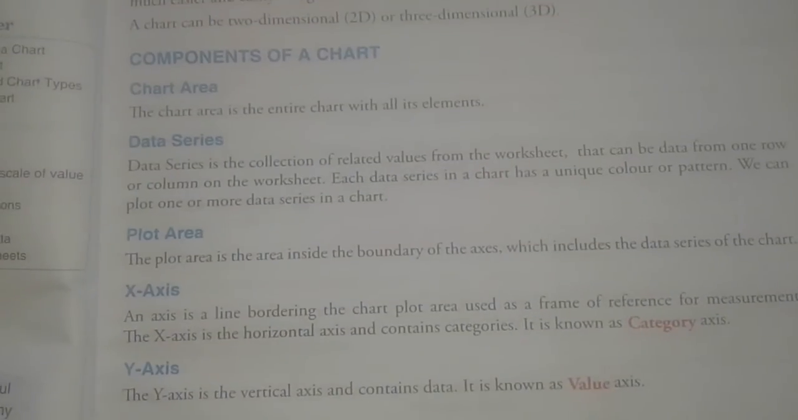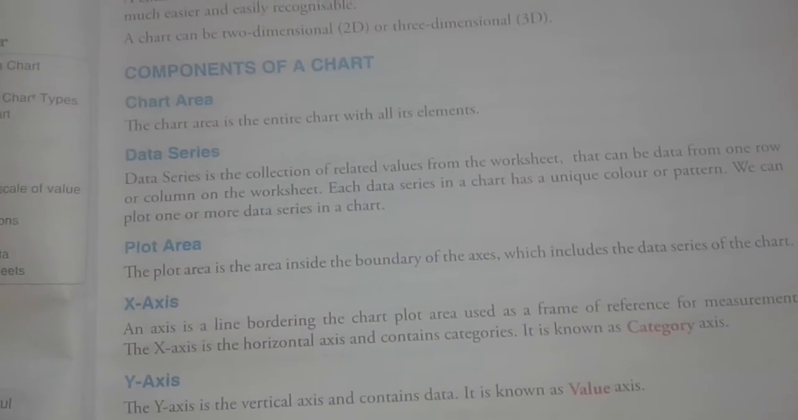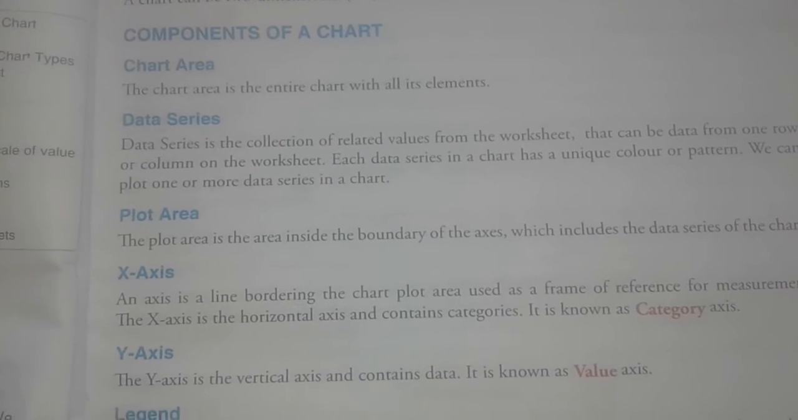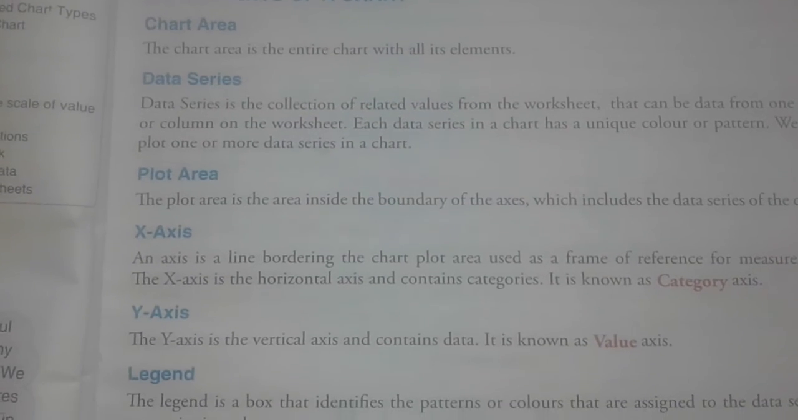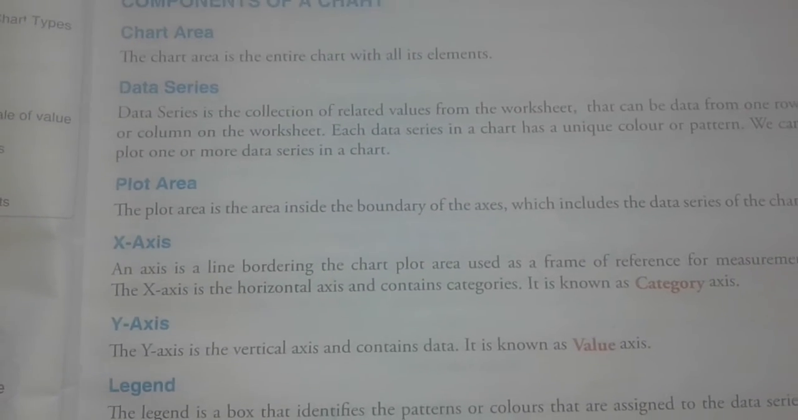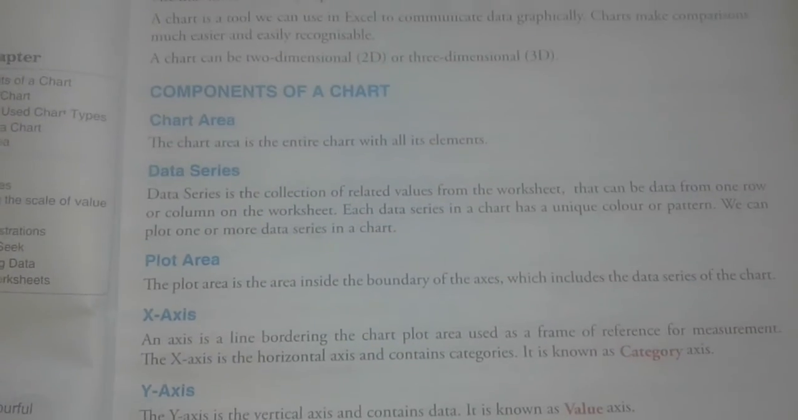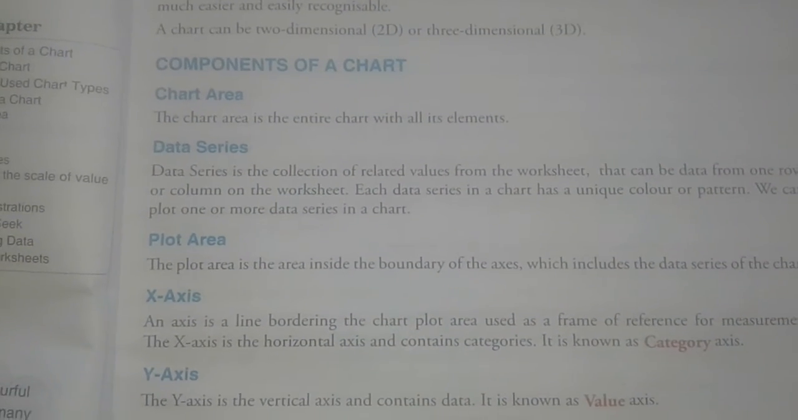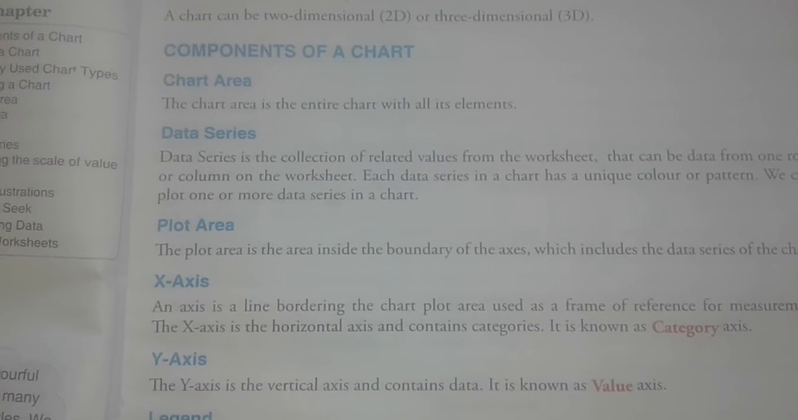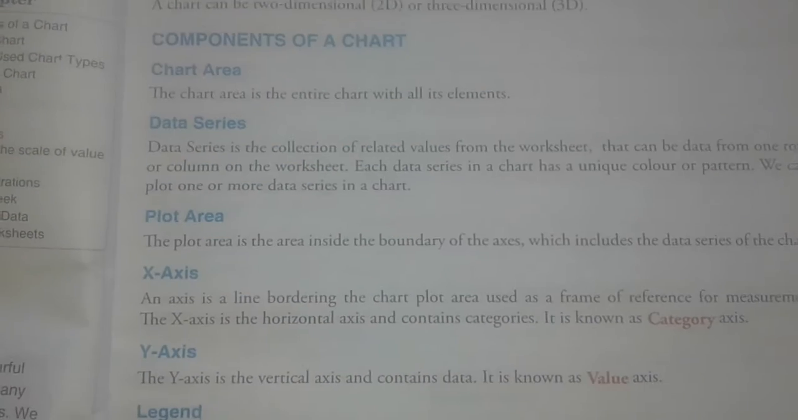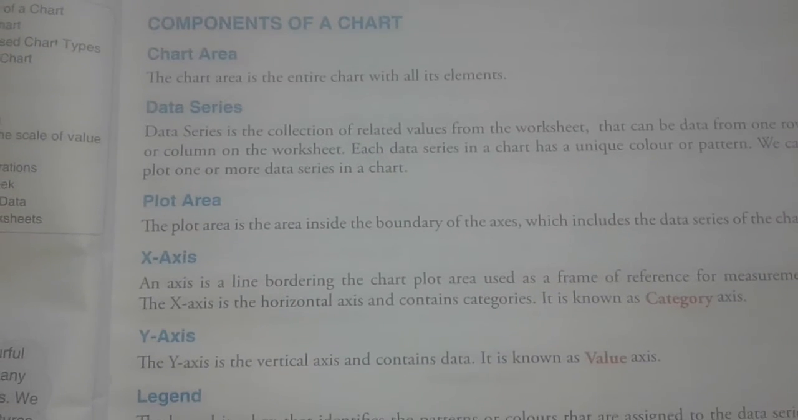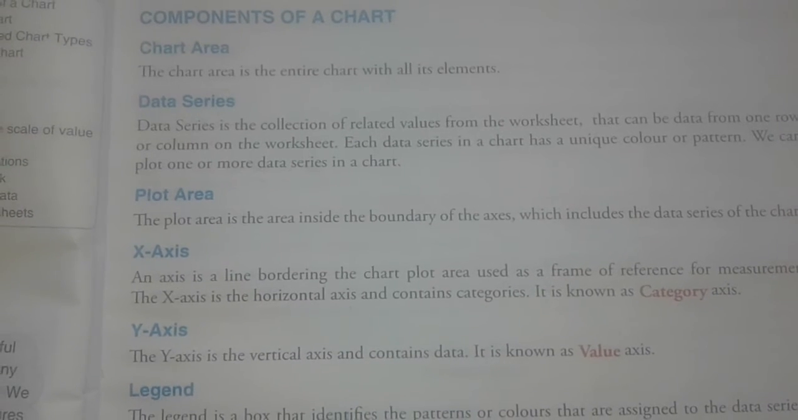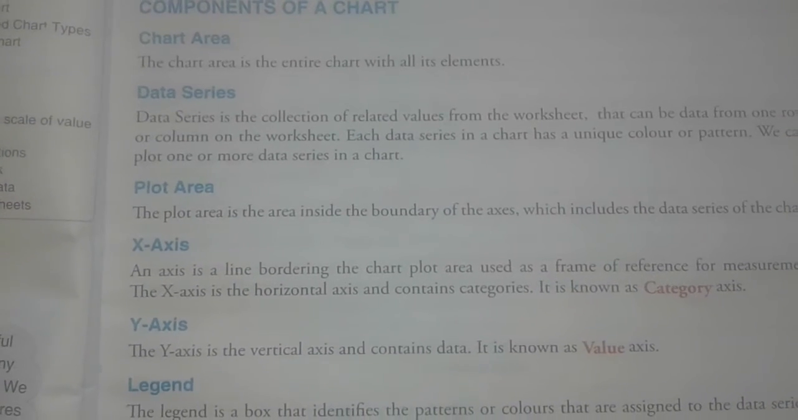These are the components of the chart, which I am going to explain one by one, so no need to note them down in your copies. Only note down the things I send you in your class group. So what are the components of the chart? There are 8 components: chart area, data series, plot area, x-axis, y-axis, legend, chart title, and data label. So what is chart area?